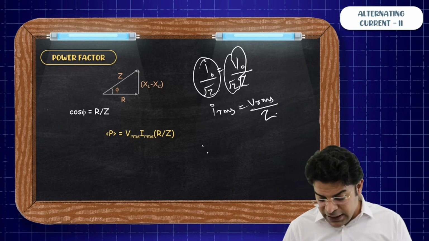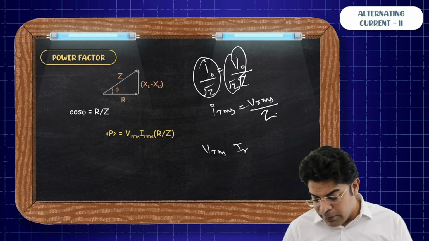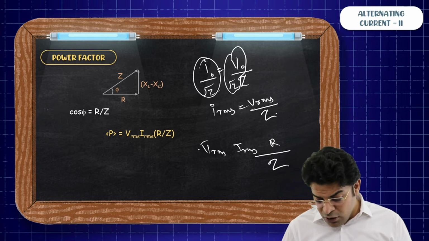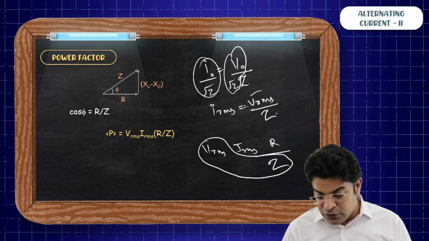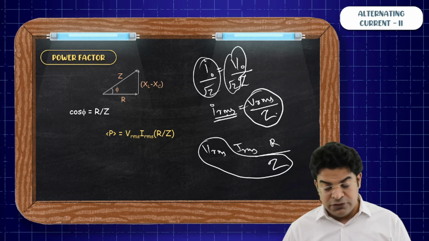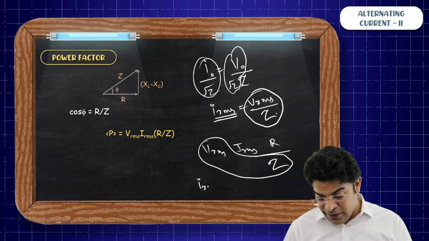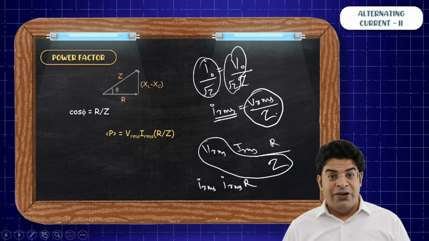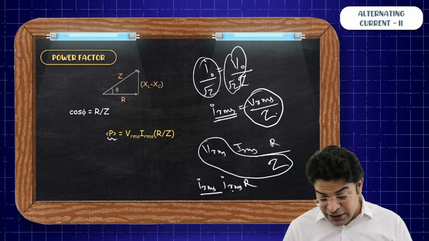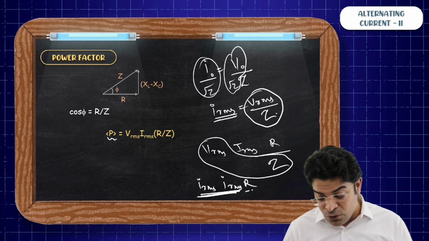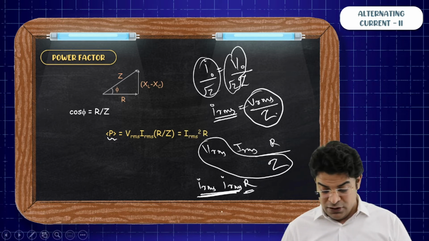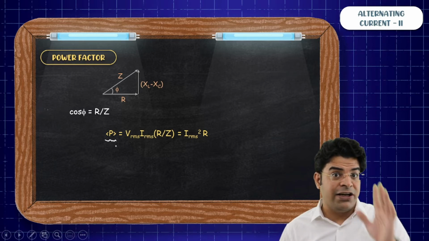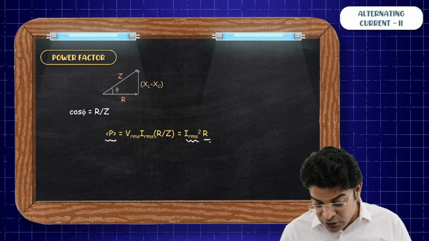So rather than writing Vrms, Irms into R by Z, in place of Vrms by Z, you can write Irms. So what you get is Irms into Irms into R. So the average power dissipated is nothing but Irms whole square into R. Remember that the average power dissipated in an LCR circuit equals to Irms whole square into R.